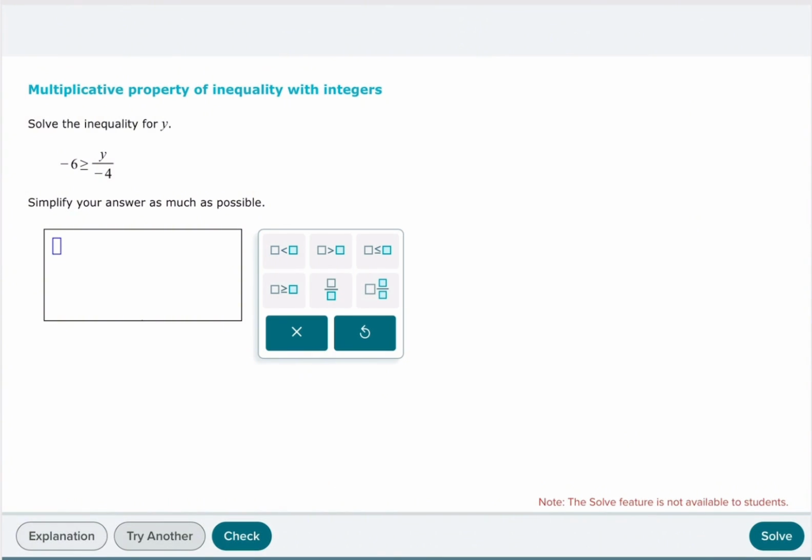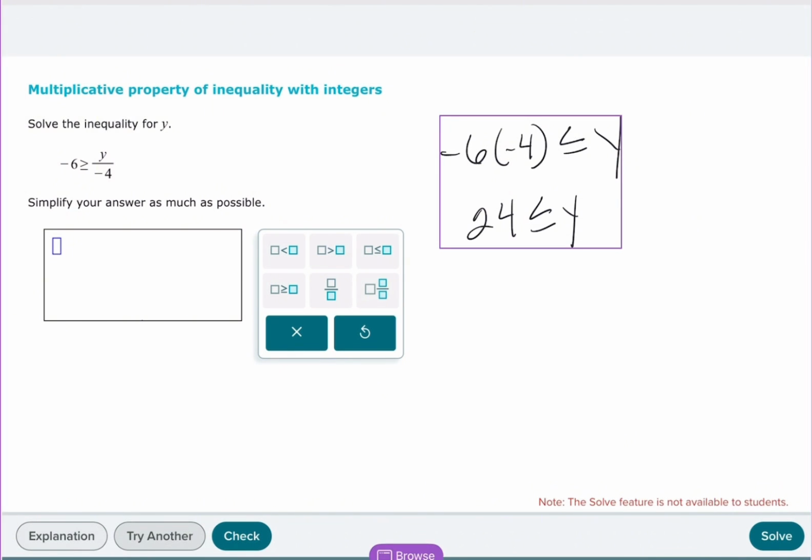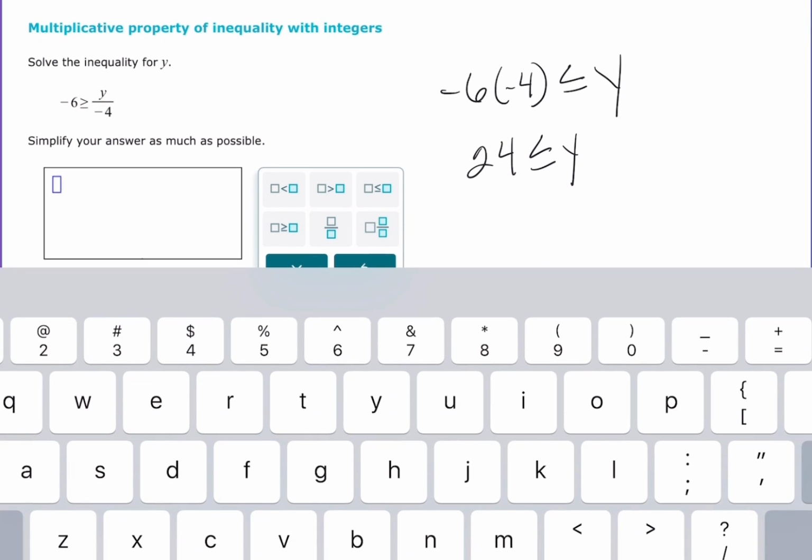All right, so same thing here. We get negative 6 multiplied by negative 4. And then because we multiply by negative, we flip the symbol. So we get 24 is less than or equal to y. Same as before, except those were just two different numbers. It's negative 8 and negative 3. But we got the same answer.